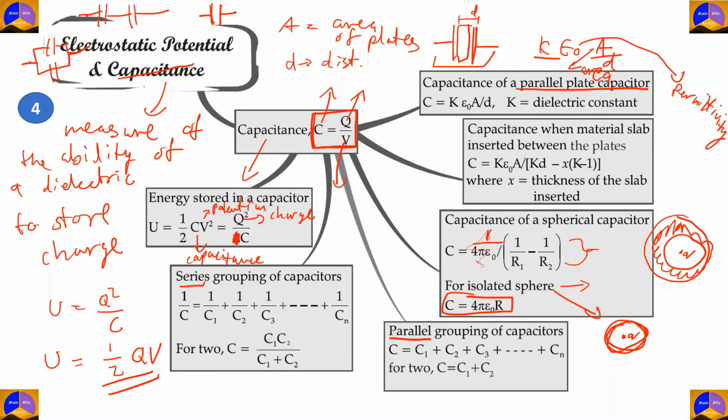Now, in series grouping of capacitors, the charge Q is constant. So, to find the energy stored, we use the formula U is equal to Q square by C. So Q square by C becomes Q square by C1 plus Q square by C2 plus Q square by C3 up to Q square by Cn. So the series grouping of capacitors has the final formula 1 by C is equal to 1 by C1 plus 1 by C2 plus 1 by C3 plus up to 1 by Cn. So for two capacitors, 1 by C will be equal to 1 by C1 plus 1 by C2, which on further calculations you will get C is equal to C1 C2 divided by C1 plus C2.